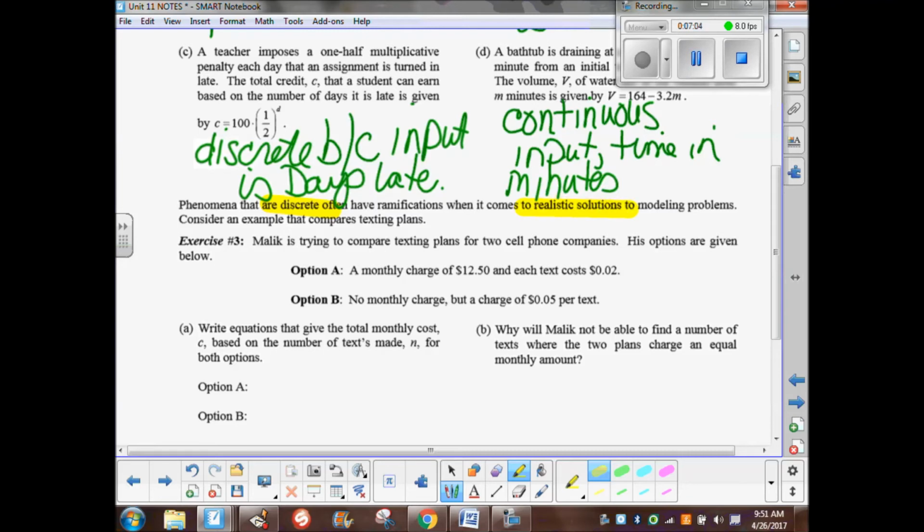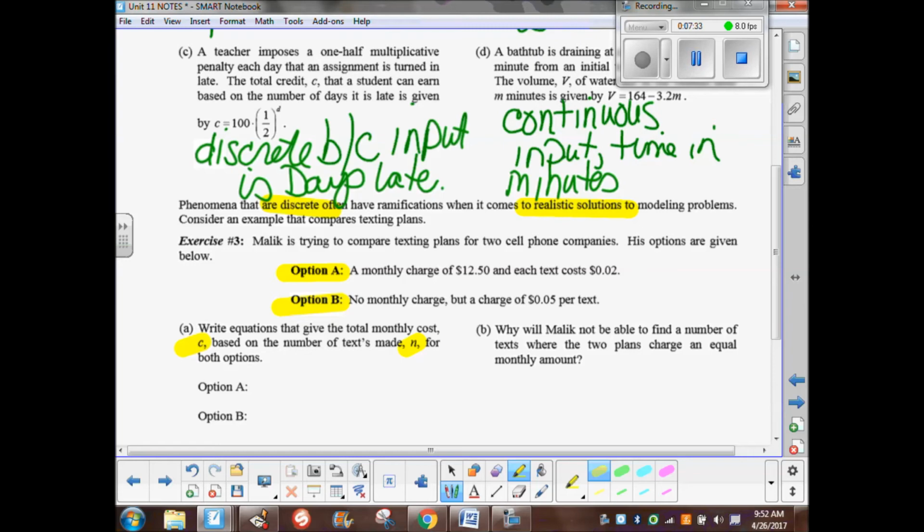Consider this example about texting plans. Malik is trying to compare texting plans for two cell phone companies. His options are option A and option B. We've got a monthly charge and a text cost, and no monthly charge and a text cost. Write equations that give the total monthly cost C based on the number of texts made N for both options. Make sure you use those variables.